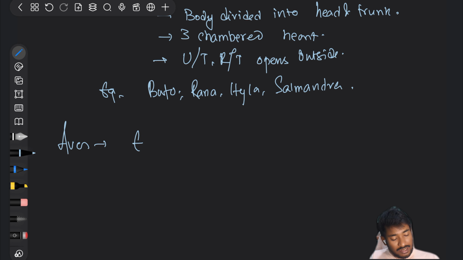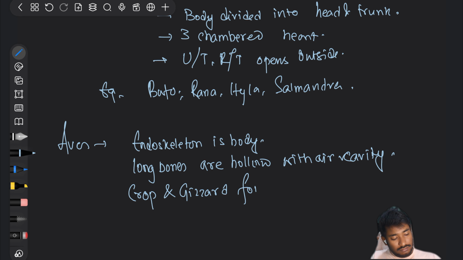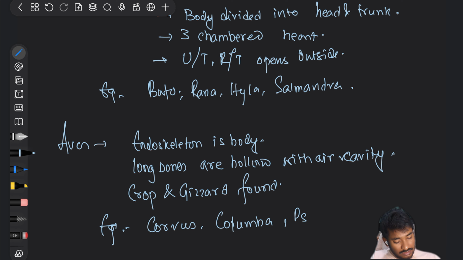Aves: endoskeleton is bony, long bones are hollow with air cavities, crop and gizzard found. Example: Corvus, Columba, Psittacula.